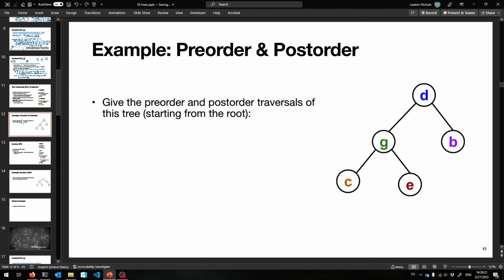All right, so here is my example tree. The root is up top as usual. And let me give you the pre-order and the post-order traversals of this tree, starting from the root, of course. So pre-order.